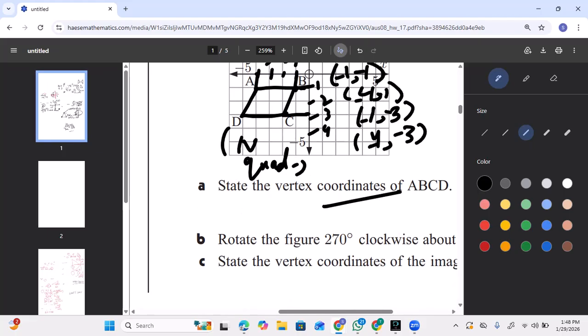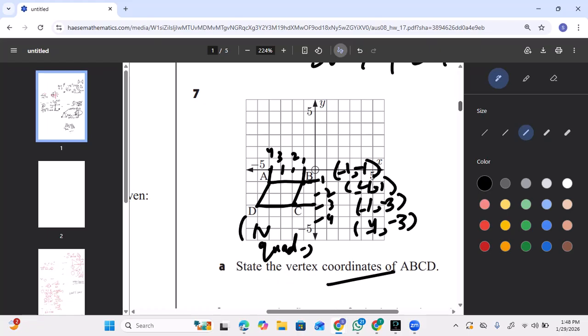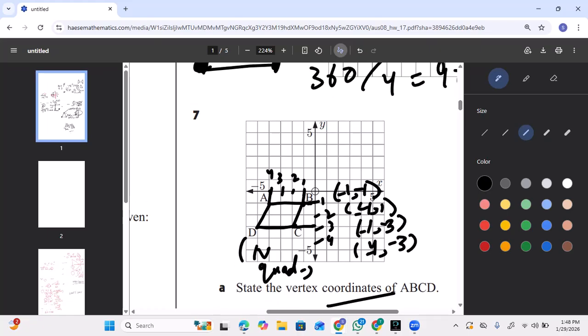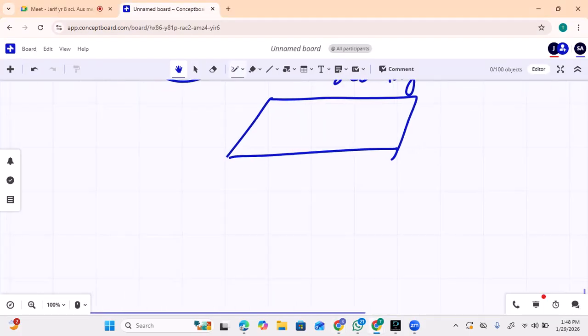Okay? Yeah. So now they're saying we have to rotate the shape about 270 degrees. So we have to understand what they mean by 270 degrees. Let's look at the board and understand what they mean by that.